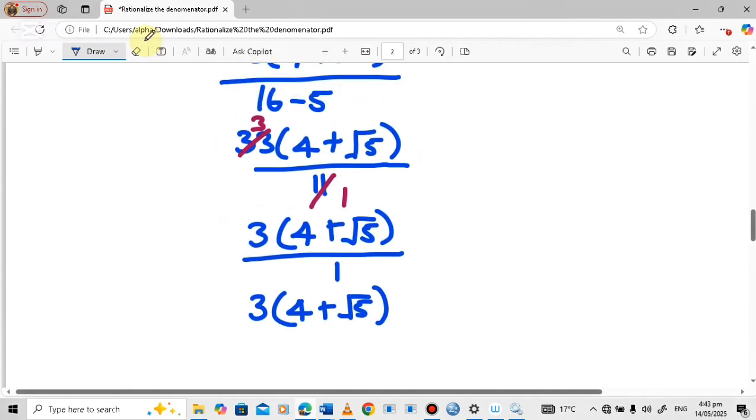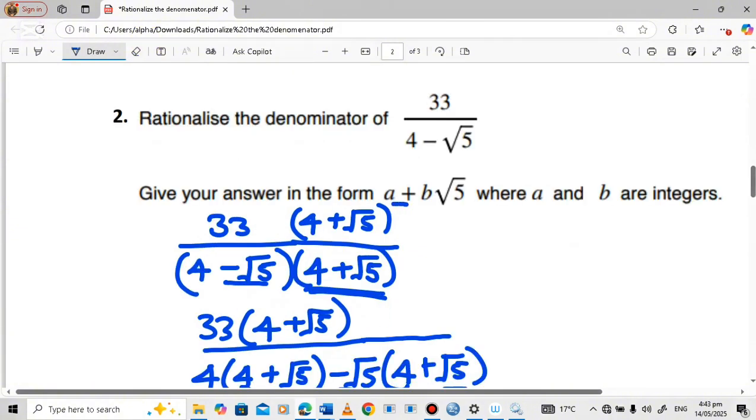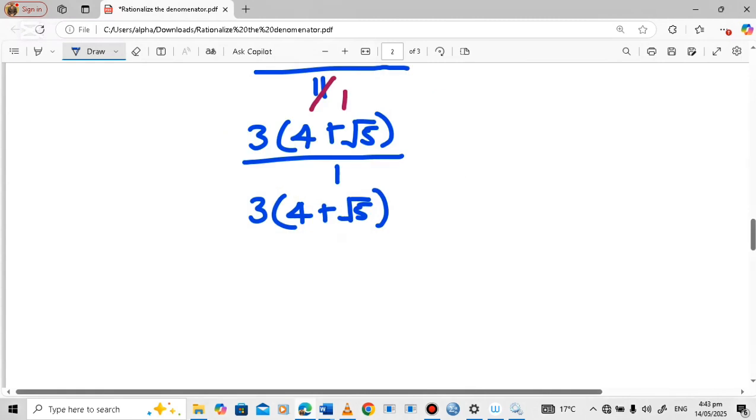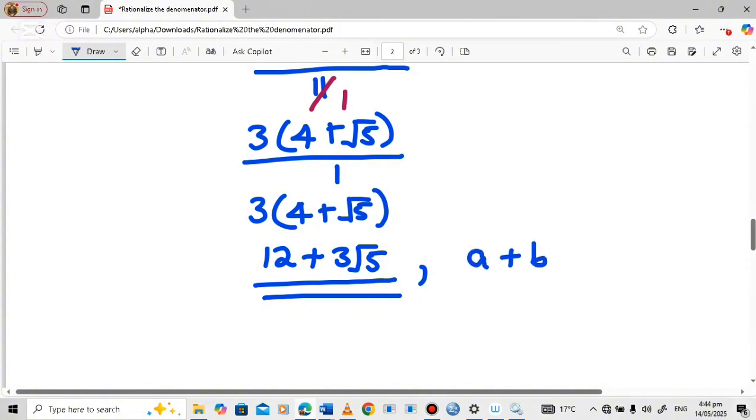Alright, but in the question they said we need to leave the answer in this form, a plus b root 5, which means we need to open the brackets here. So we're going to say 3 times 4 is 12 plus 3 times root of 5 is 3 the square root of 5. Alright, so this is the answer. We have written our answer in the form of a plus b the square root of 5, like this.